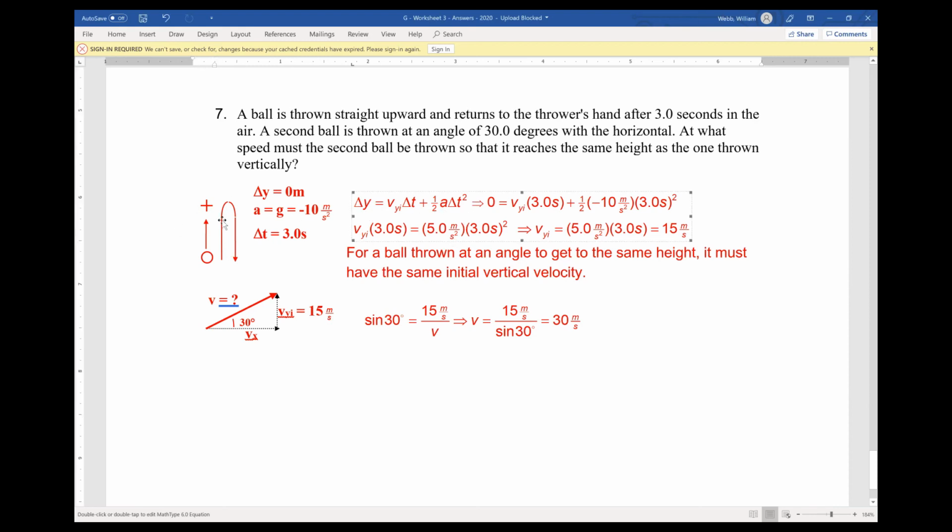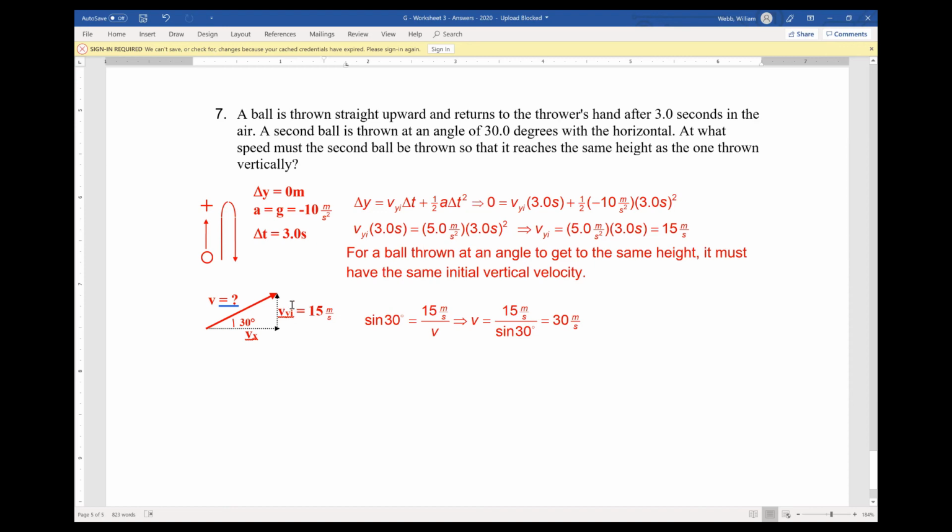They use this initial scenario, the displacement equals VOT plus 1/2 AT squared. In the initial straight up and down scenario, the displacement is 0, time is 3 seconds, acceleration is -10, and they solved for the initial velocity. So in that first scenario, throwing it straight up, it was thrown straight up at 15 meters per second. At this angle, if you throw it at 15 meters per second at that angle, it won't go as high. So your vertical component has to be 15 meters per second to reach the same height.